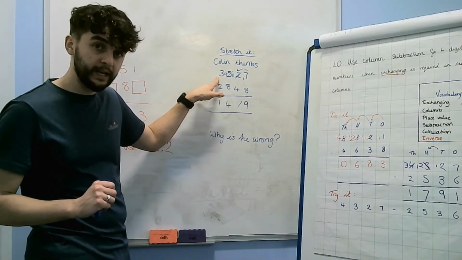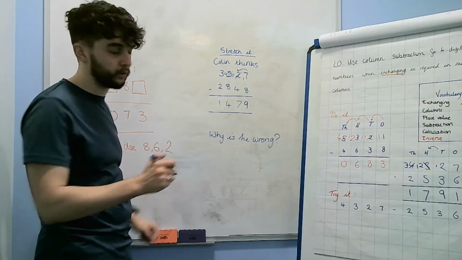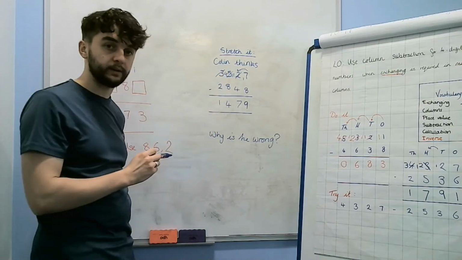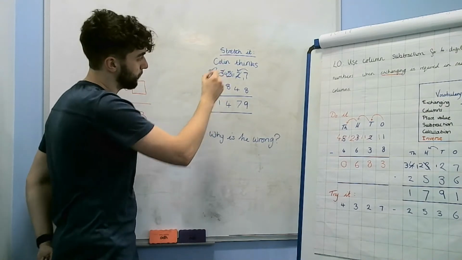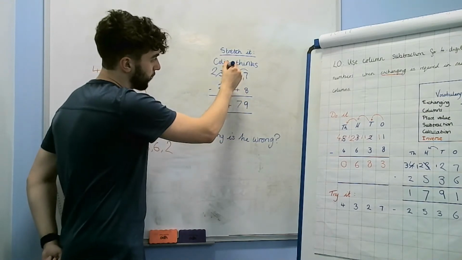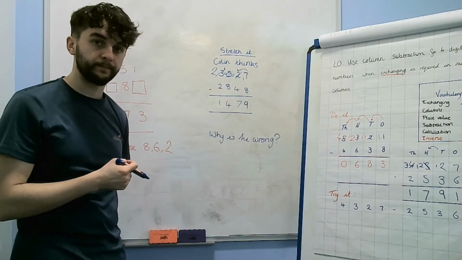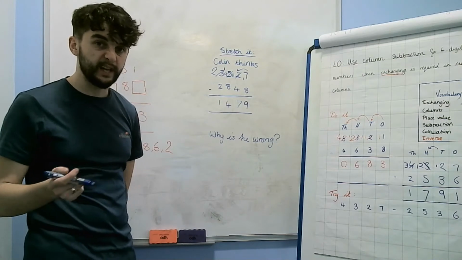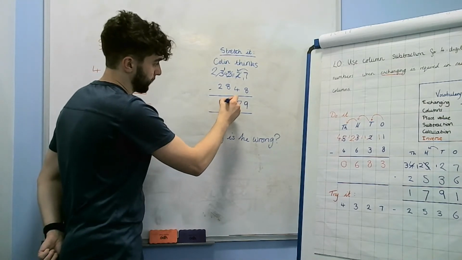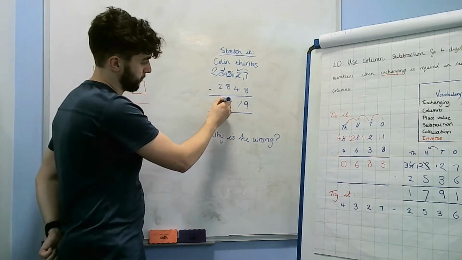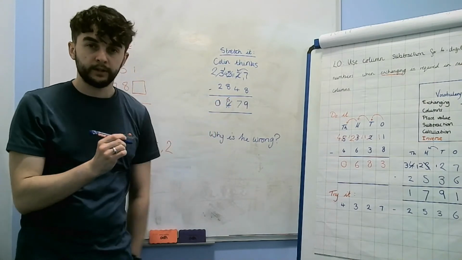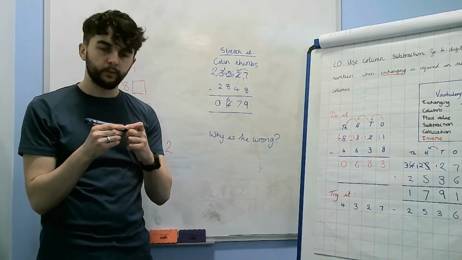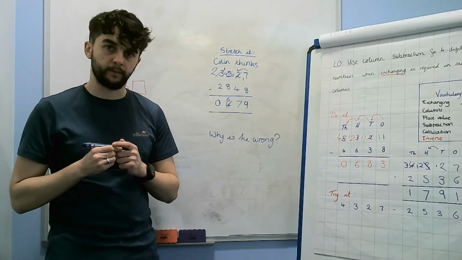He should have exchanged. He should have gone into the thousands column and turned that from 3,000, taken away 1,000 to make 2, and brought a 1,000 into the hundreds column. It should have been 14 subtract 8, okay, which gives you 6. And then 2 subtract 2, 0. So, explain what Colin has done wrong.